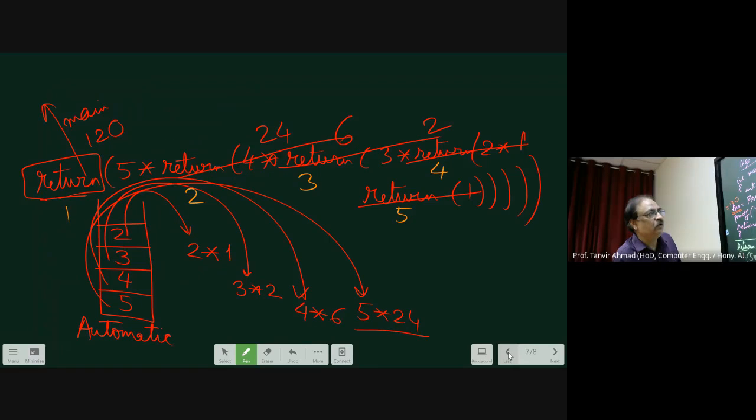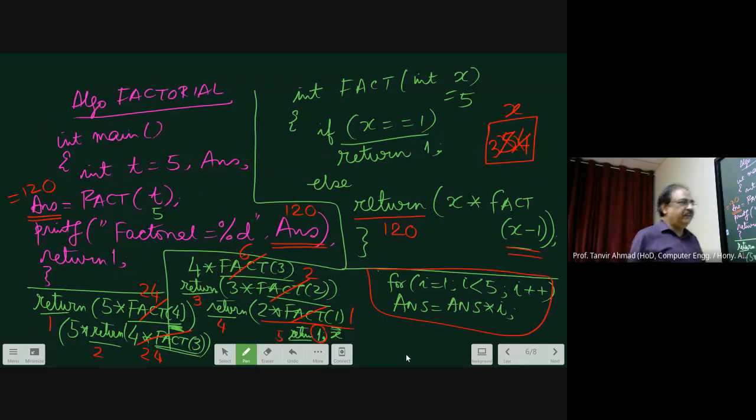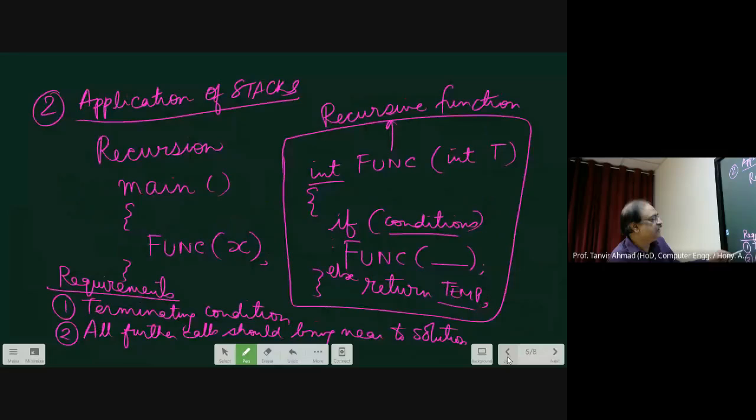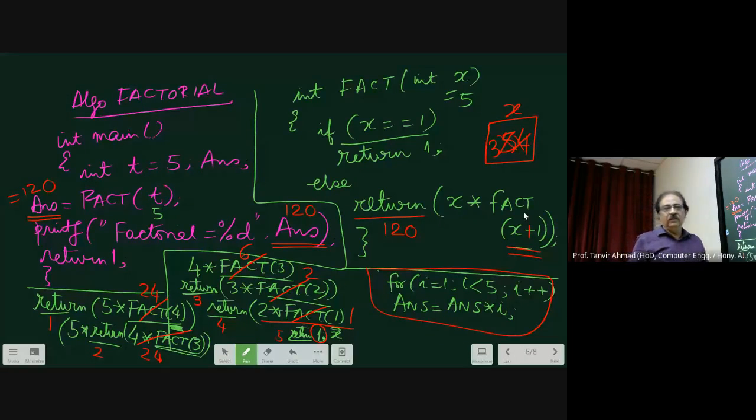Let us take an example. If I had written x plus 1, now the conditions are fulfilled. One condition which I wrote is that it should have a terminating condition. And it does have a terminating condition. If you find over here, the terminating condition is if x is equal to 1. Therefore, this terminating condition is true.